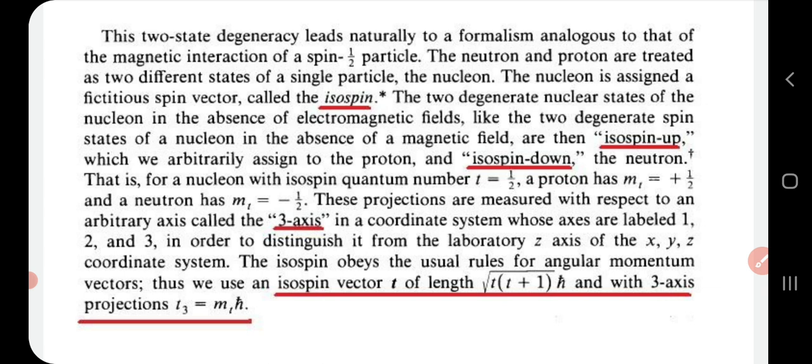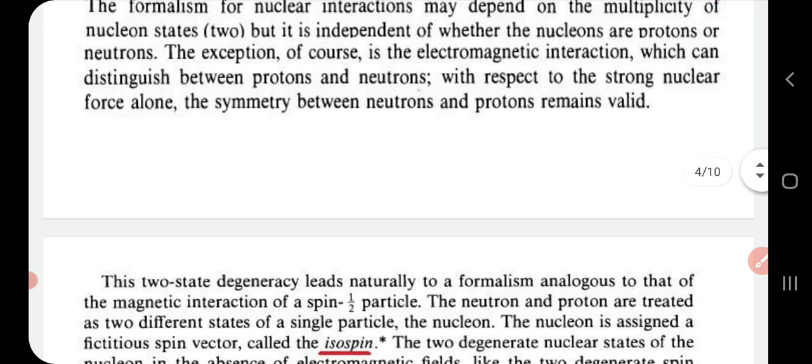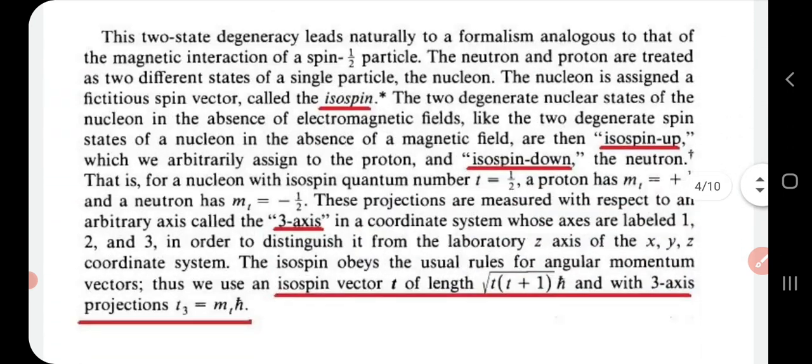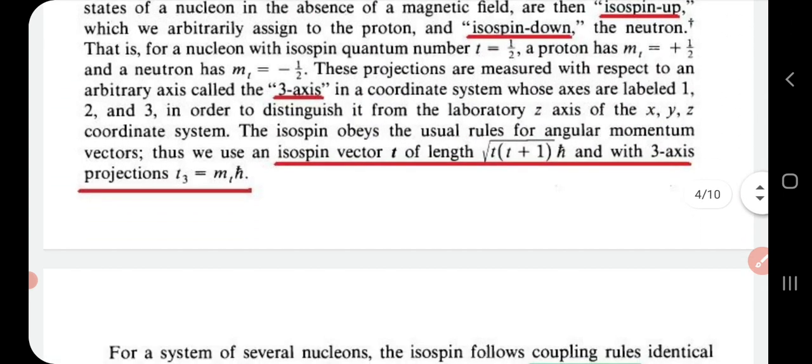Now, as usual, isospin obeys the angular momentum vector rules. That is, suppose that you are considering an isospin vector t, then it will have length root of t into t plus 1 h cut, and its 3 axis projections will be t3 is equal to mt h cut. So when asked about isospin, these three slides are very important. This one, especially this third slide.